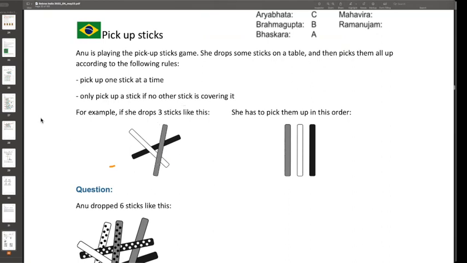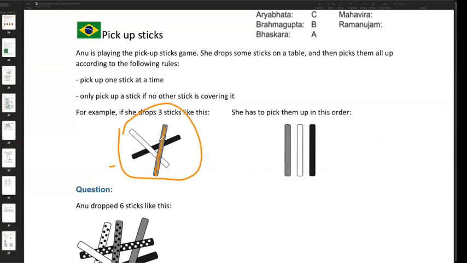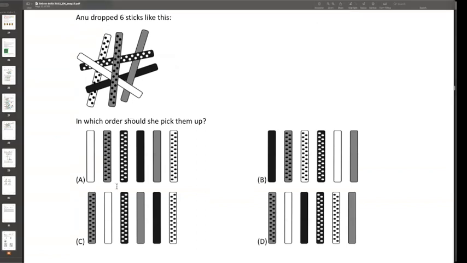stick is covering it. So, for example, in this order, you have to first pick up the stick which is on the topmost and not being covered by anything, which is this gray color stick. So the gray color stick has to be picked up first. That is why it is first in the order. And then after the gray color stick, the white color stick is the second one, which will then be not covered. So that will become the second stick. And the last stick is the black color stick. So the question is, in this kind of stack, what will be the order of picking them up?